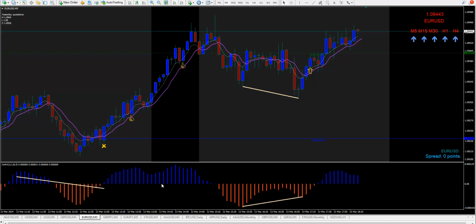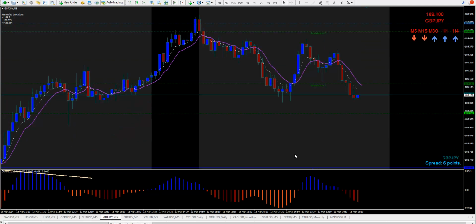Alrighty then. Let's move on now to the pound yen. First trade of the day would be right up here. A high and a higher high. So what does that mean? It means that we're going to be going short.